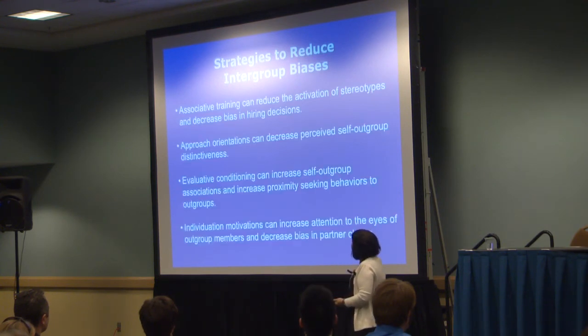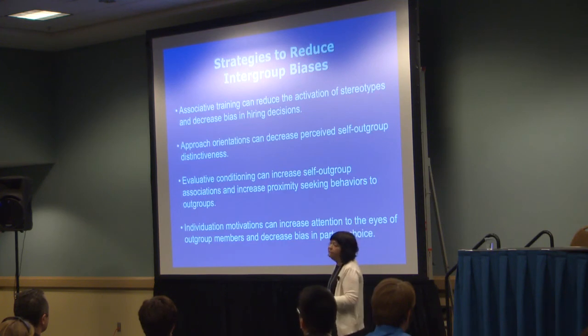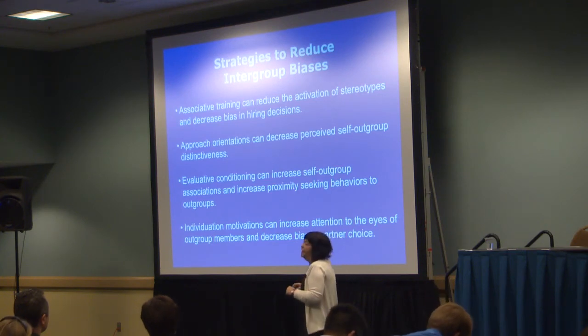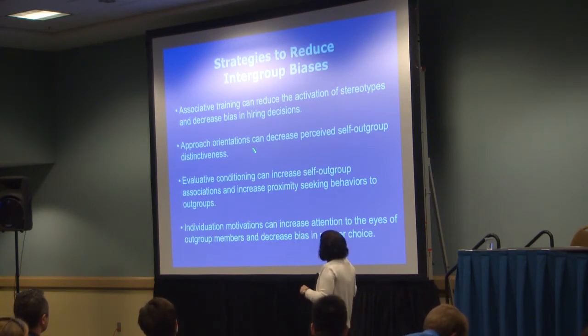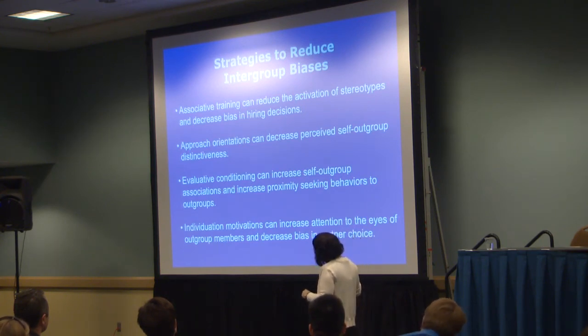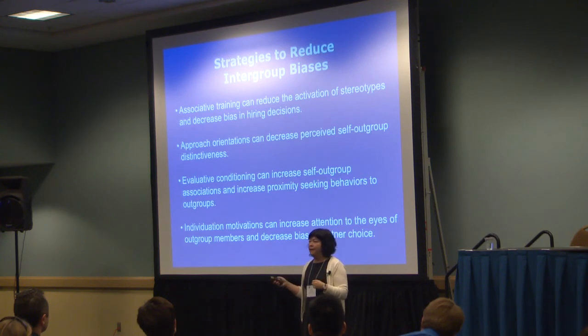So, what I'm trying to show in this study is really just a blink, a really fast snapshot of some of the methods that we use in our lab, from associative training to approach orientations to evaluative conditioning to individuation motivations, and find that all of these types of strategies can actually help to reduce implicit and explicit prejudice.